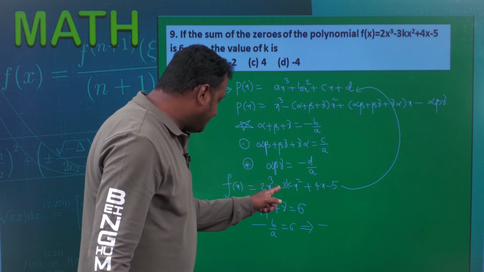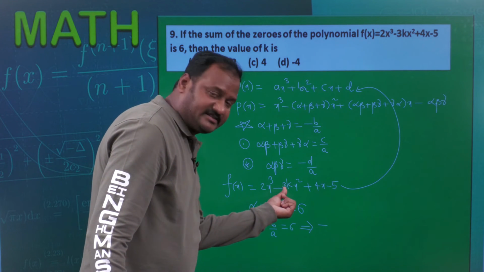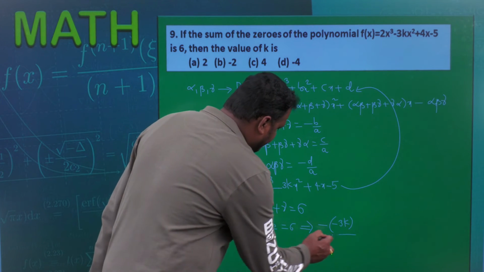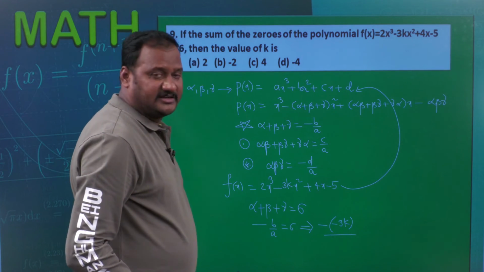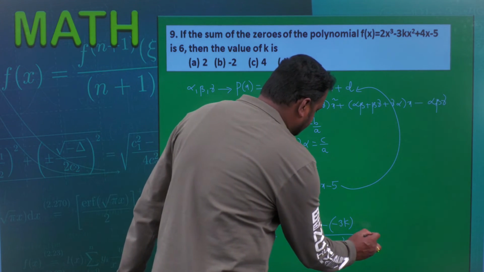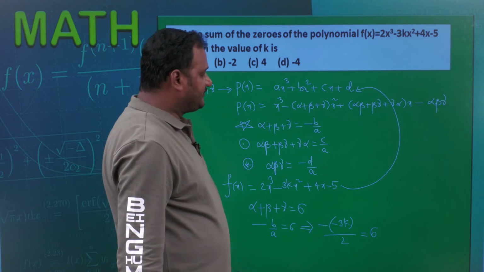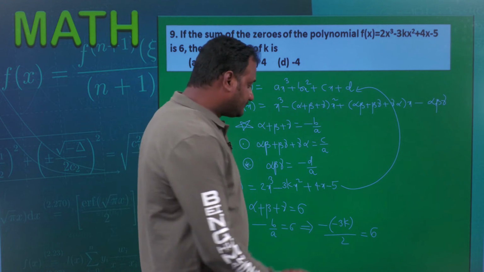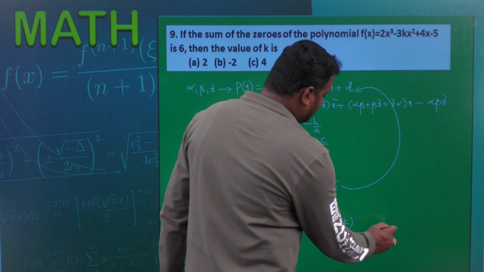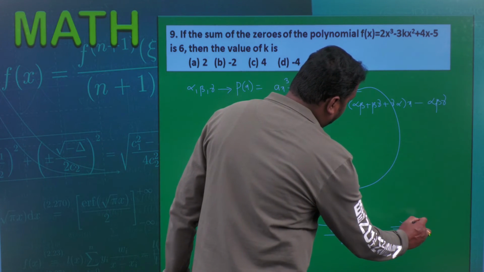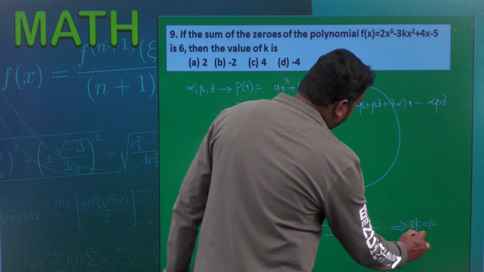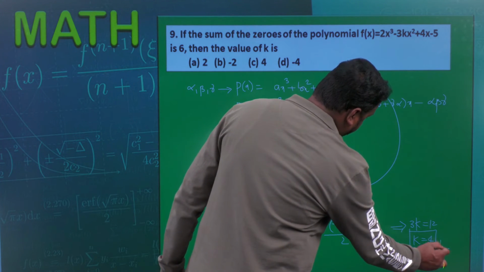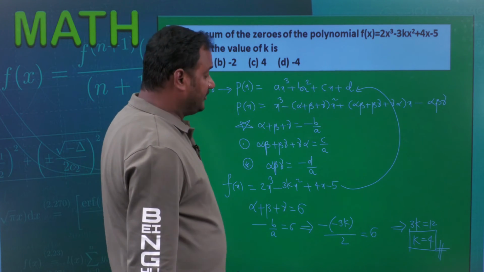Ax cube, bx square. B is equal to minus 3k, right? So minus of minus 3k divided by a. A is going to be 2, which is equal to 6. So minus of minus 3k is equal to 3k by 2 is equal to 6. So 3k is equal to 6 2s are 12. 3k is equal to 12. Then the value of k is going to be 3. How much are 12? 3 4s are 12. So this way we can find out the value of k.